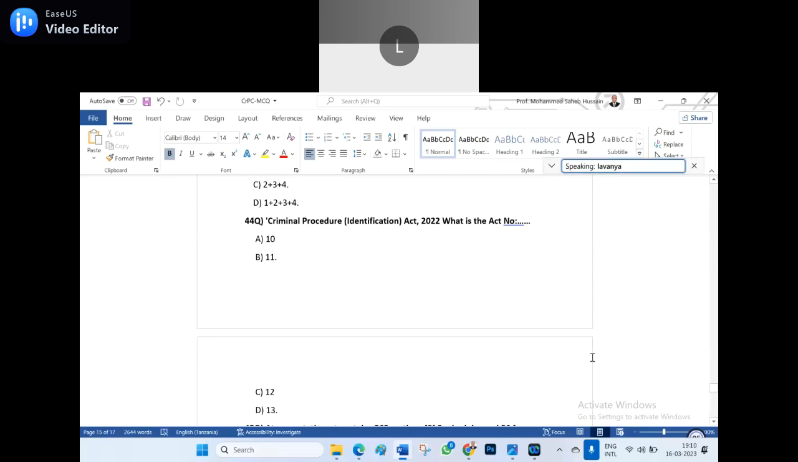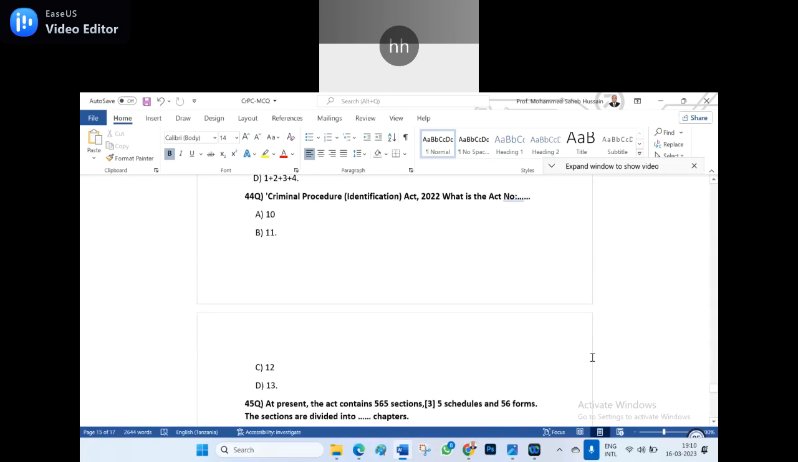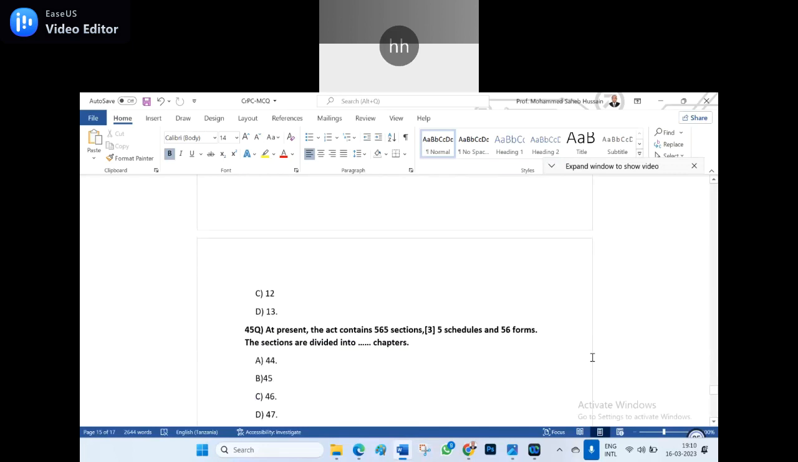B, 11. See, you did not read it, Srinivas. The style of Professor Hussain is not to read it the way you read it. See, I will read it now: Criminal Procedure within parenthesis Act 2022. What is the act number? That is the way of reading. So here 11 is the right answer. Within parenthesis, that is the style of Professor Hussain's students. Not within the square or circular bracket. Okay, now let us go to the 45th question.